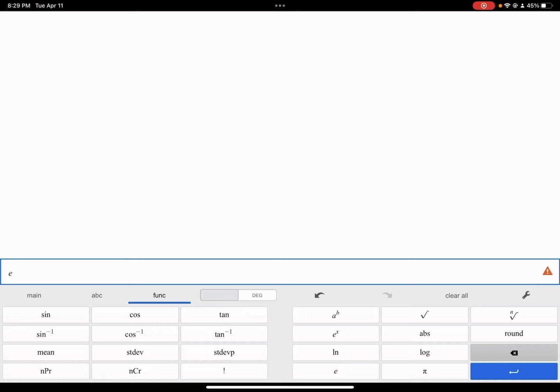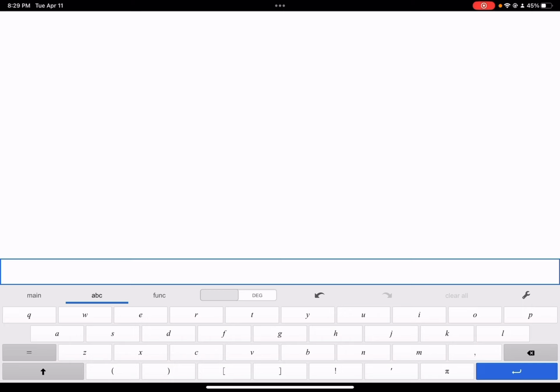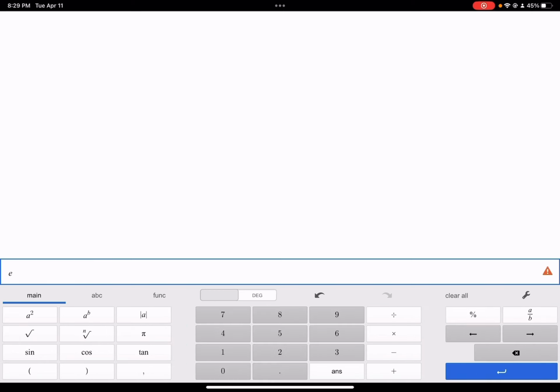Now in our problem, we were looking at E being raised to the negative 0.5. And so I am going to go ahead and just use this button that says E raised to the X. Go back into my main. There it is. And then I'm going to put my negative 0.5. And you can see I'm making my problem in my on-screen calculator look just like the problem that was given. And so I'm able to get that value, and that's 0.60653, etc. Now it wanted me to round to 5 decimal places.